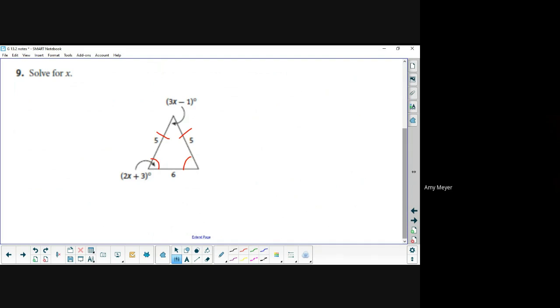What do we think about doing this? No, look at your picture. I know some will accidentally do that. Are these the 2 that are marked alike? No. So that would be wrong. Those aren't alike. These are alike. So what I would do is if this is 2x plus 3, this has also got to be 2x plus 3.